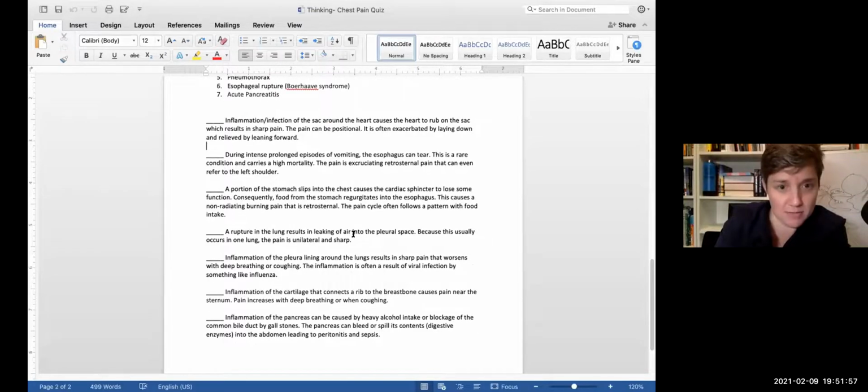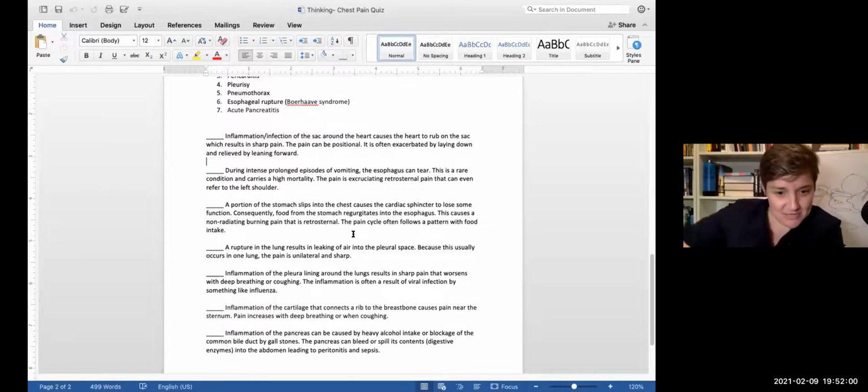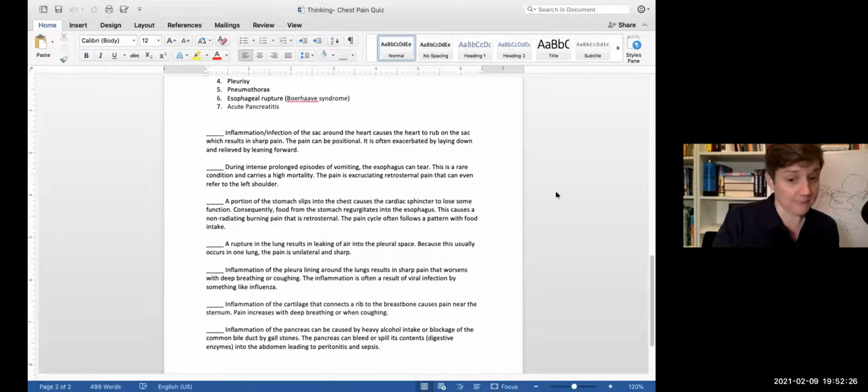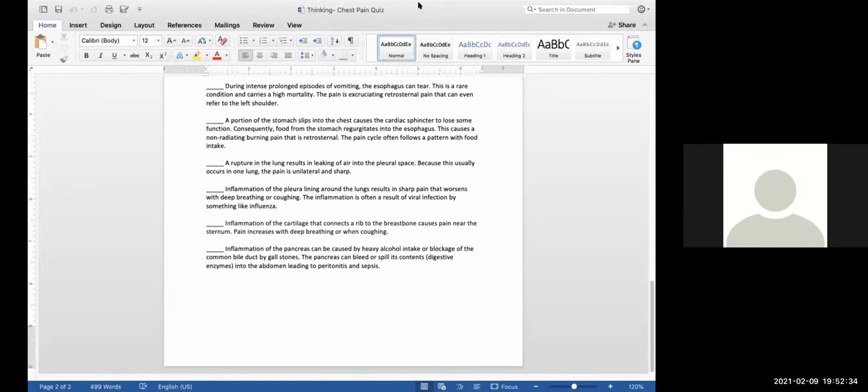And then our last one is about the pancreas. So inflammation of the pancreas can be caused by heavy alcohol intake or blockage of the common bile duct by gallstones. The pancreas can bleed or spill its contents, digestive enzymes, into the abdomen, leading to peritonitis and sepsis. You know, I forgot to mention that it can bleed. It's kind of considered a solid organ in that it's very, very vascular. So when it's acute pancreatitis, you can get bleeding. So bleeding into the abdomen. Number 7 it is. Good, good.